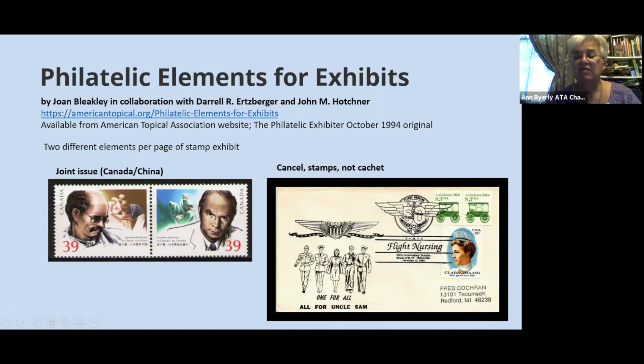In this cover, you can use the cancel, you can use the Clara Maass or the ambulance stamps, but you can't use the cachet necessarily. This is a joint issue. The nurse, of course, is in the background, but this is a Canadian doctor who was serving in China, so they issued a Canadian and a China stamp for this doctor.